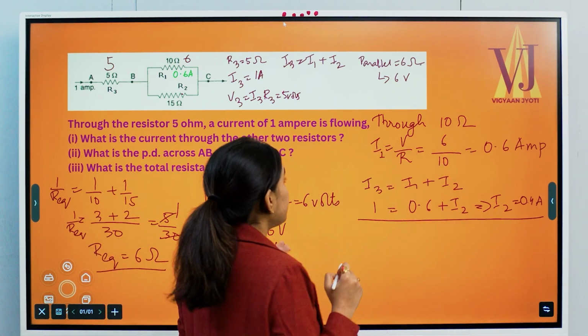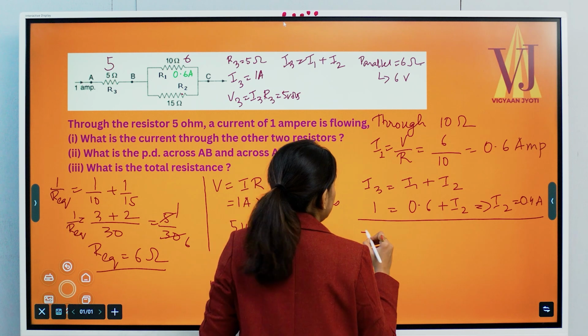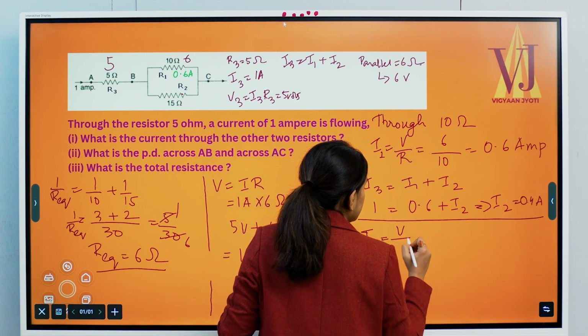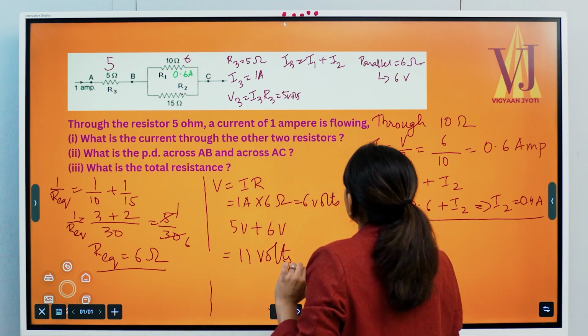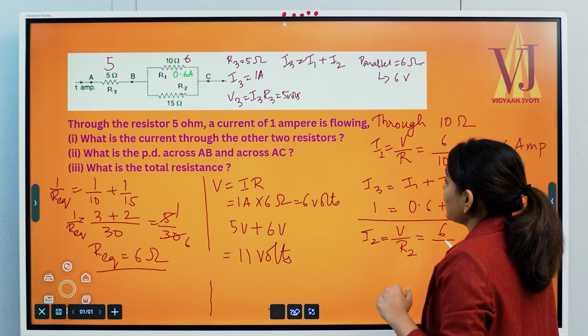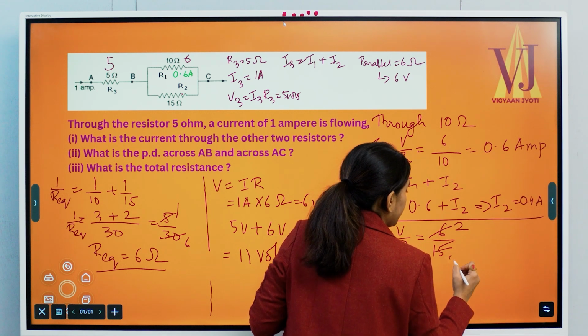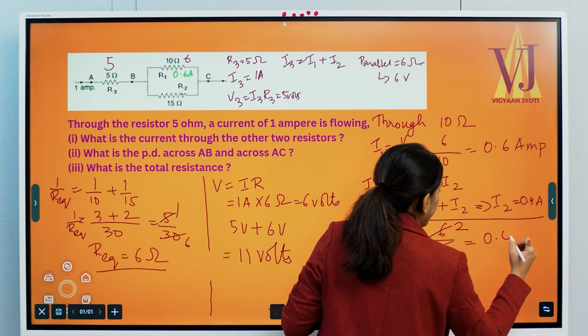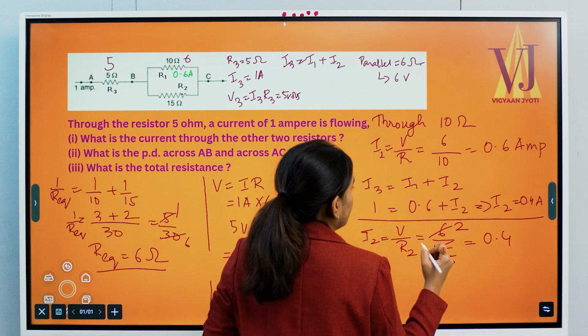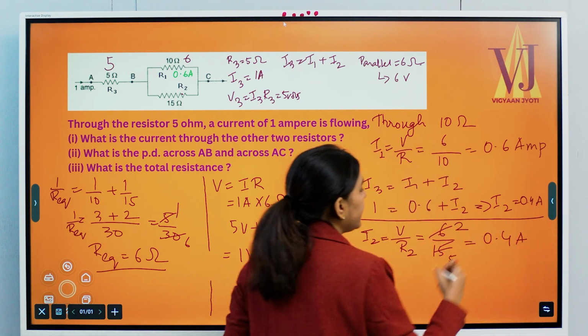Let me see. In a similar way I will find out I2. I2 is equal to voltage by R2. Now what is my voltage? Definitely 6. And what is my specific resistance? That is 15. 3 2s are 6, 3 5s are 15. So that means 0.4 ampere. Is it correct? Fine.